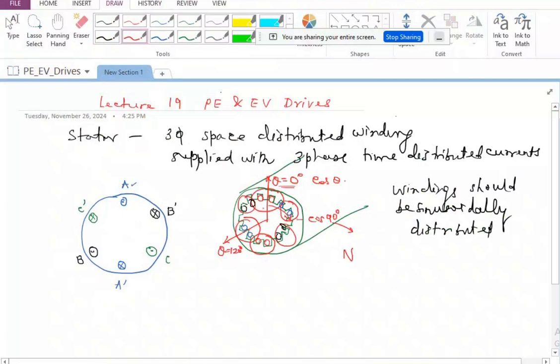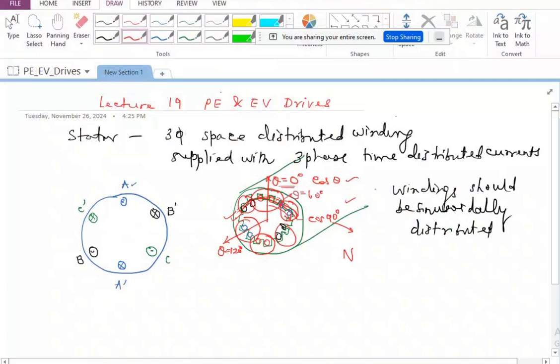If this has to be followed, I should have an infinite number of slots along the inner periphery of the stator, and I should have the maximum number of conductors along theta equal to 0. As I come towards either theta equal to 90 or theta equal to minus 90, I should have literally 0 conductors. And in between, since cos 60 is half, n by 2 conductors should be there when theta equals 60, and so on.